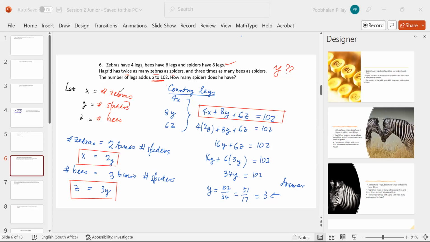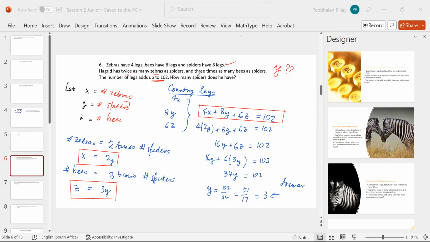We know the number of zebras is x, and the number of spiders is y. So you get x equals 2y. Now that's another equation. See? The moment you have x equals 2y, it means that we have found x in terms of y, and we can eliminate x because you can replace it with y's. That's what I've done in the equation we just constructed. I put 4 times 2y and left everything else exactly as it is. You'll notice that the x's have disappeared and I've just got 16y plus 6z equals 102.